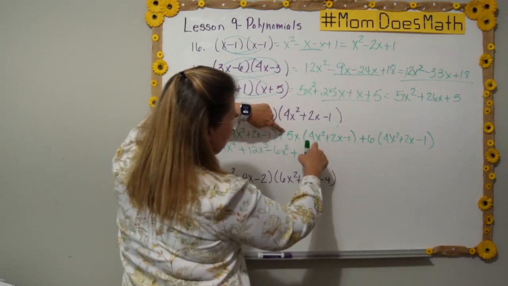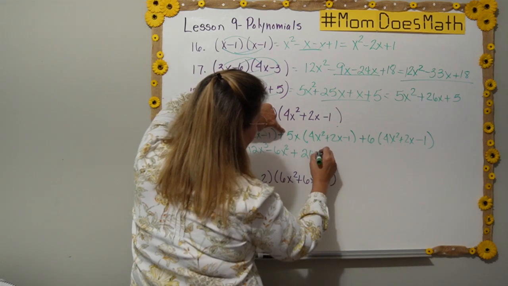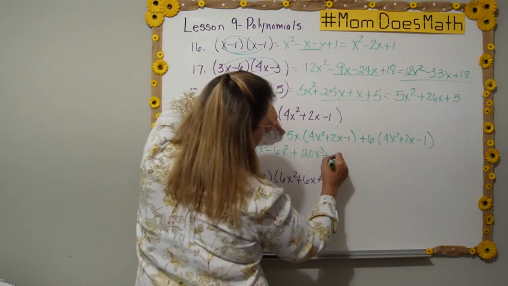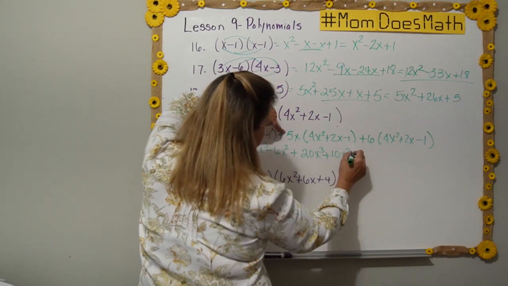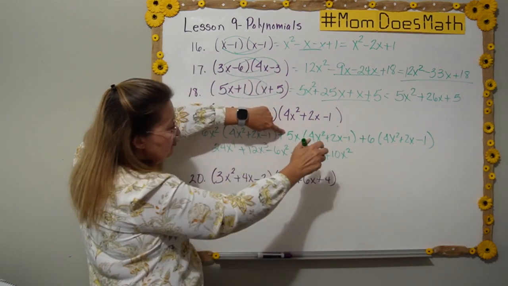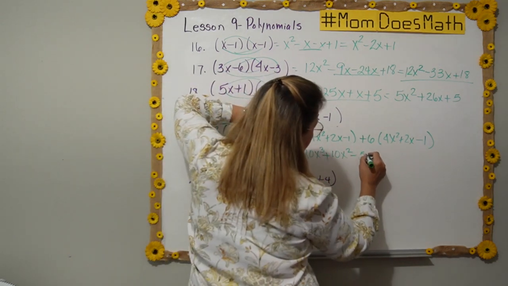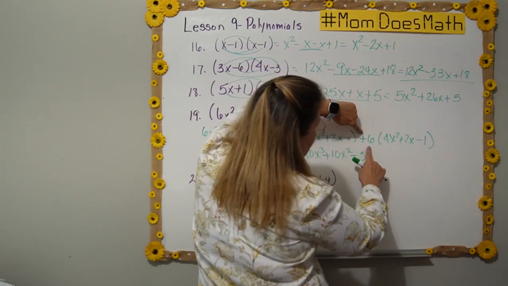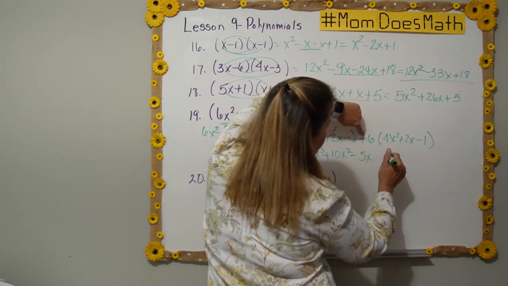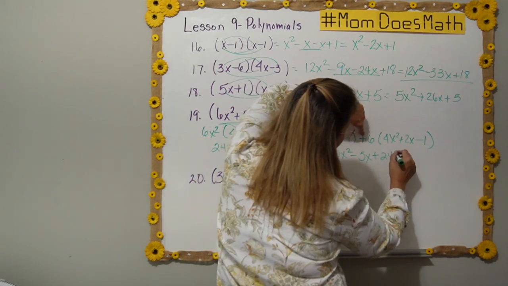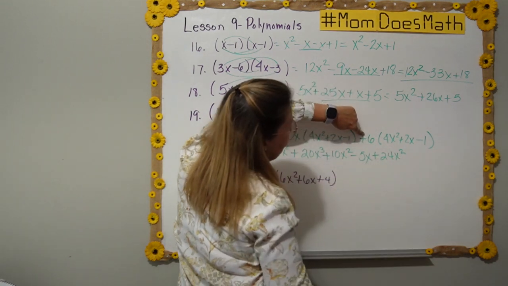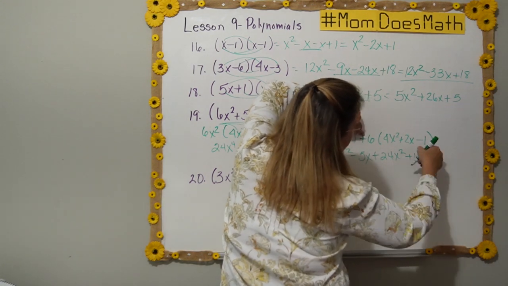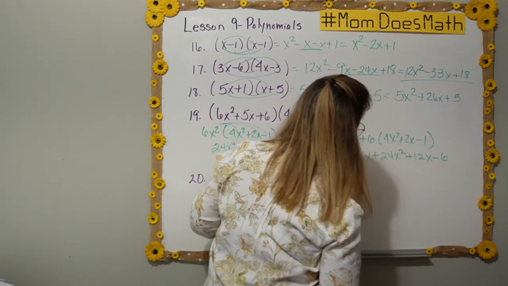5x times 4x squared is plus 20x to the third. 5x times 2x is plus 10x to the second. And 5x times minus 1 is minus 5x. All right, now here we're going to distribute. 6 times 4x squared is positive 24x to the second. And 6 times 2x is positive 12x. And 6 times minus 1 is minus 6.